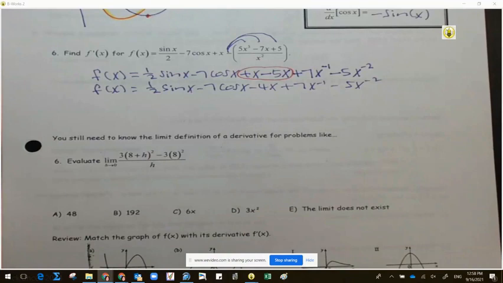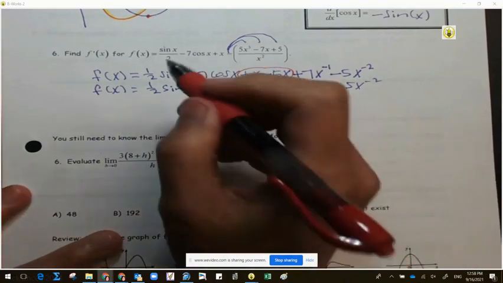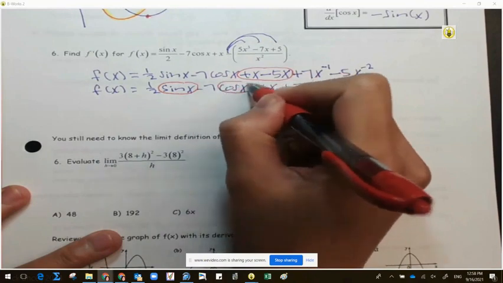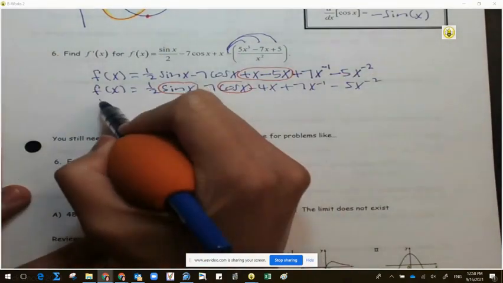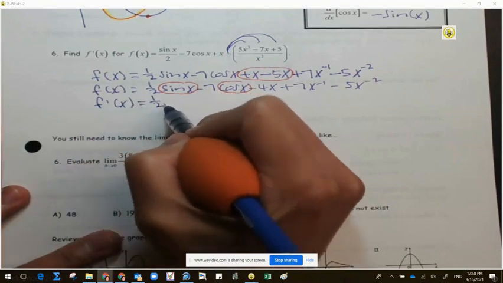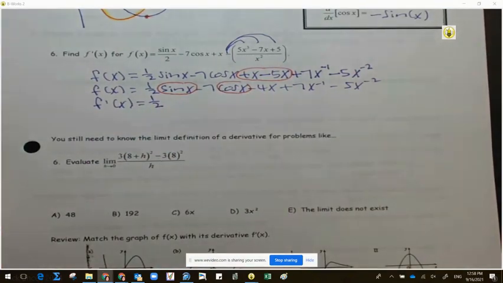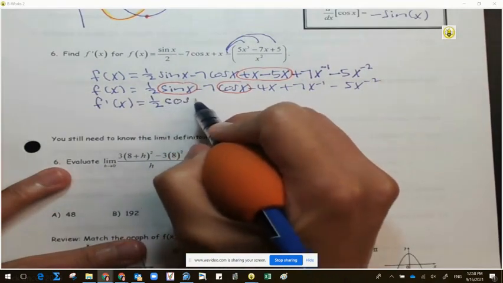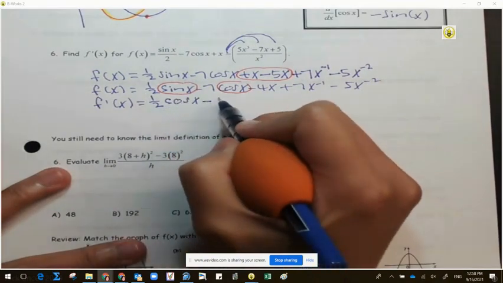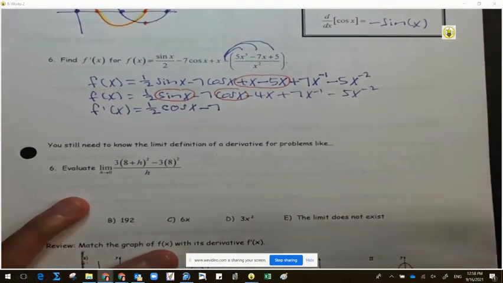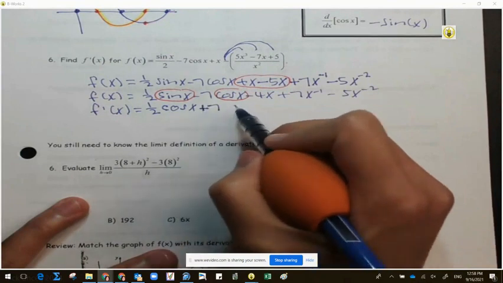So we didn't do any derivative yet. But since our trig function is new for this section, let's circle them. So we have our prime. We are now deriving. Let's keep the half. What is the derivative of sine? Cosine. Minus 7. What is the derivative of cosine? Negative sine, so let's make that positive.